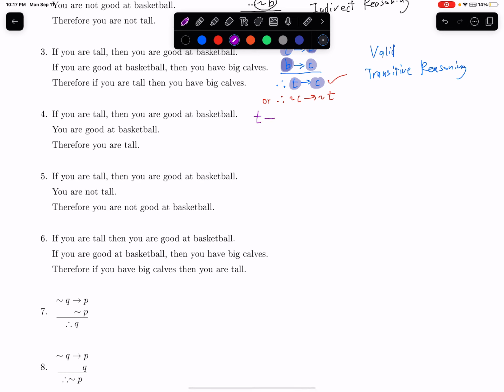If you're tall, then you're good at basketball. You're good at basketball. Uh-oh, I already see a problem. Here, I'm on the right. Therefore, you're tall, and that is invalid because I went left to right to left this time. Which pattern is right to left? That's the converse, right? So this is invalid. And that's a fallacy. What fallacy? Well, fallacy of the converse.